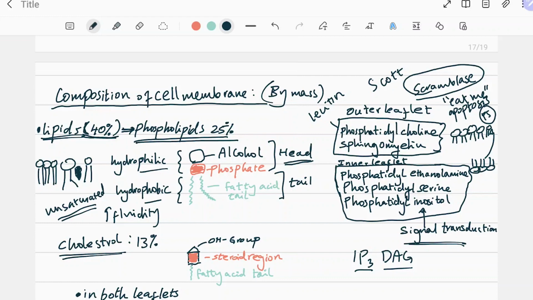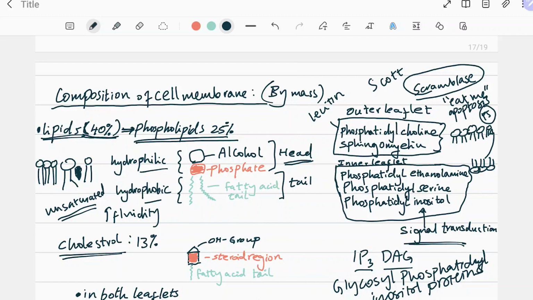And it also plays a role in anchoring certain membrane proteins called glycosyl phosphatidylinositol proteins. Okay, GPI anchored proteins.